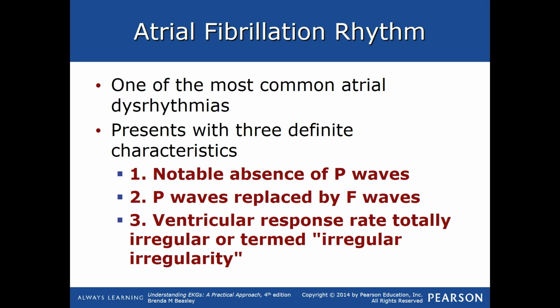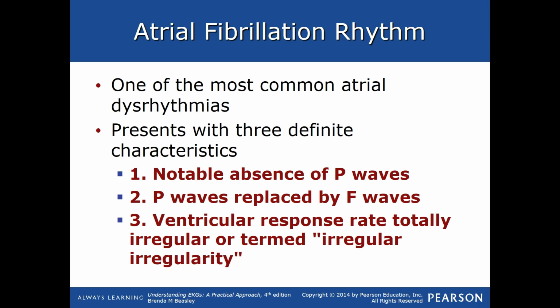And then atrial fib. This is probably the most common rhythm that you may see, especially with your older geriatric population. You'll see this with a lot of people. It presents with 3 definite characteristics. This is important to know. It's going to help you to be able to routinely diagnose these rhythms properly, as well as it could potentially be one or more test questions for you.